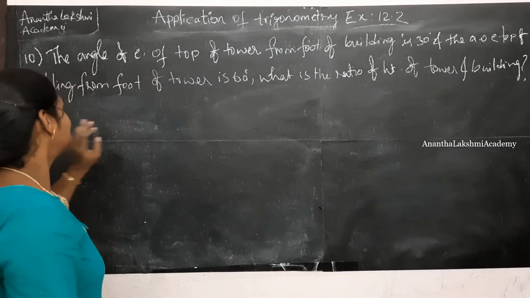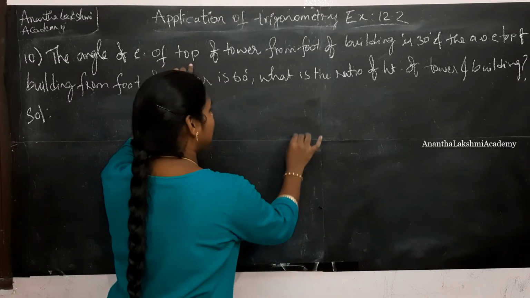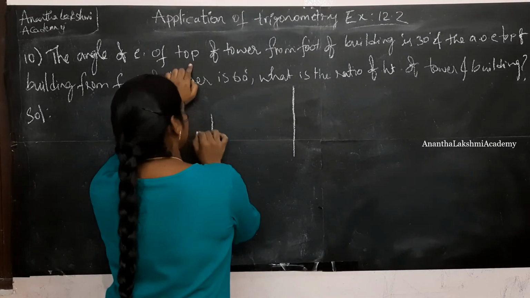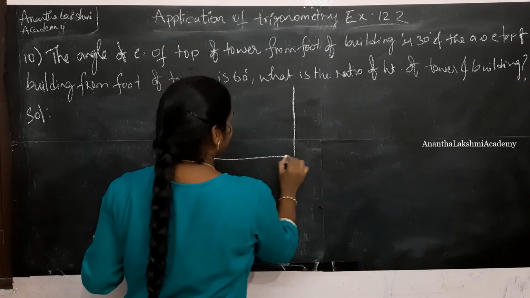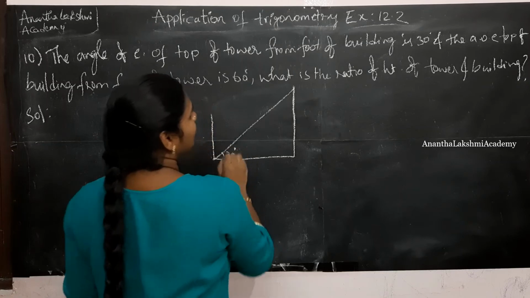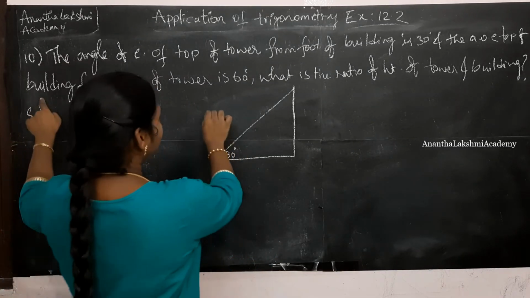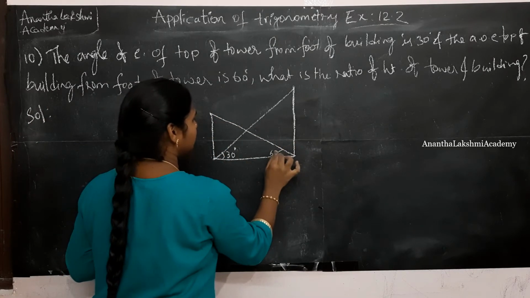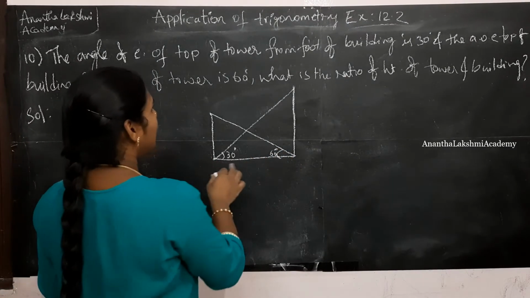So yeah, problem number 10. The angle of elevation of the top of a tower from the foot of a building. Let us assume this is the building and this is the tower. From the foot of the building, the angle of elevation is 30 degrees. So this is 30 degrees. And the angle of elevation of the top of the building from the foot of the tower is 60 degrees. What is the ratio of the height of the tower and building?